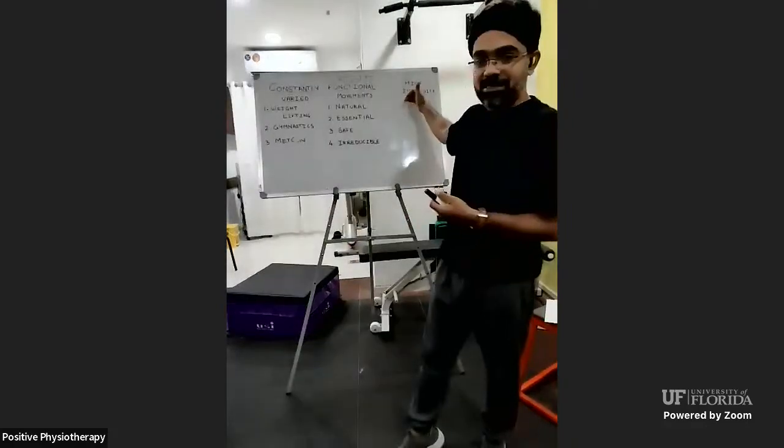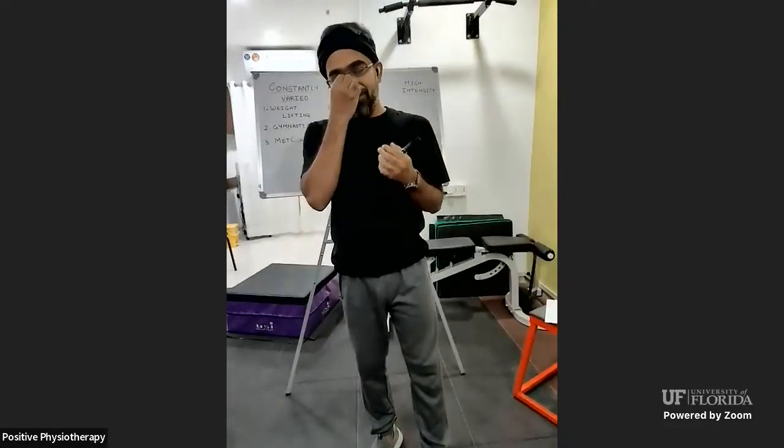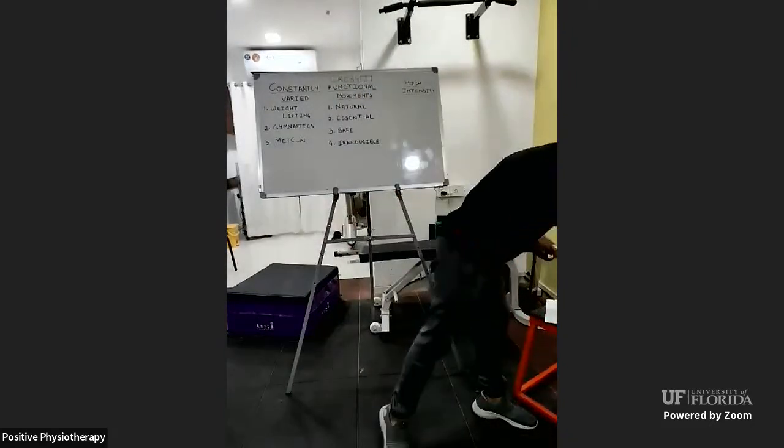And all this we are going to do at high intensities. So basically what is CrossFit? CrossFit is basically constantly varied functional movements performed at high intensity. And if you go to a CrossFit studio, your typical CrossFit program will look something like this. On day one, you are doing a 5-kilometer run. Now if you look at a 5-kilometer run, it is nothing but a Metcon exercise.